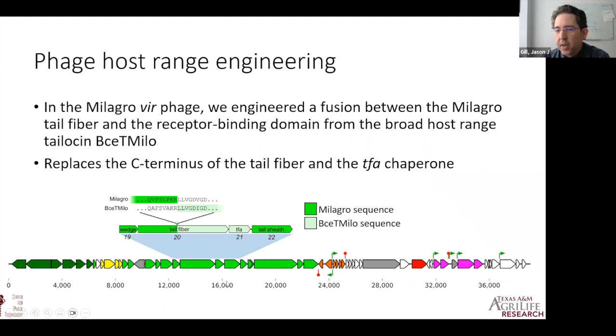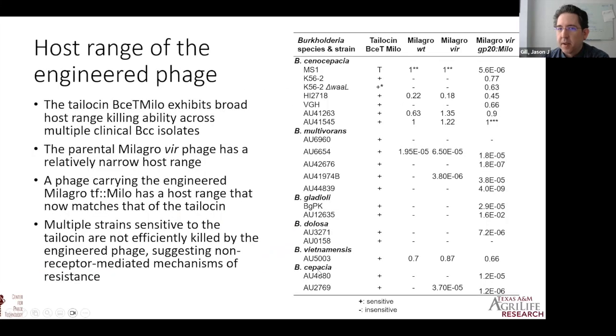This is what it ends up looking like. The N-terminal part of the tail fiber is the Milagro fiber, and the C-terminal part of the fiber and the tail fiber assembly chaperone are from Milo. We've replaced this and put it into the Milagro phage, and the rest of it's unchanged. Now we look at the host range of this new phage, and we can see it has expanded quite a bit. This table has a few extra things on it now.